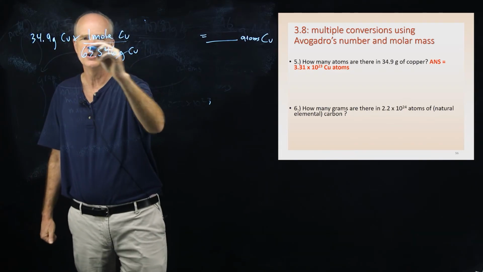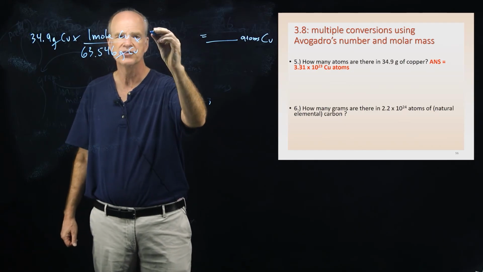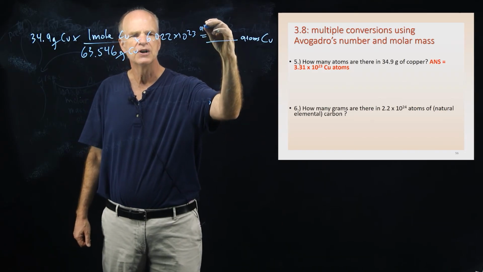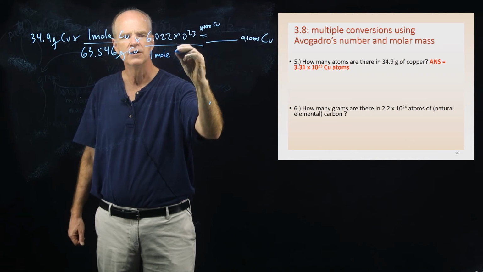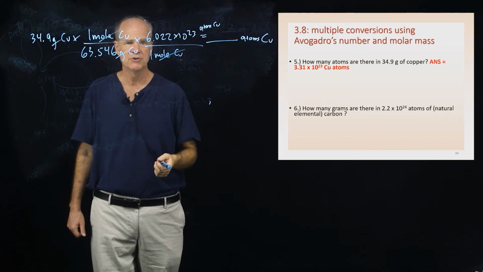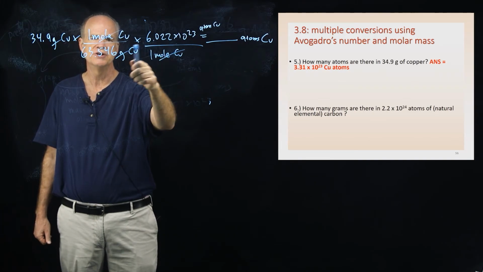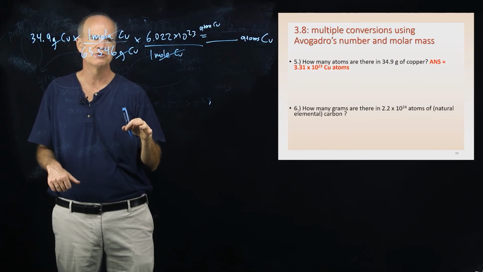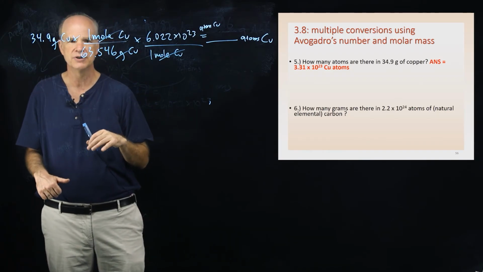Now we have an answer here in moles of copper, and so now we want to convert this into atoms of copper. So we use Avogadro's number, 6.022 times 10 to the 23 atoms of copper over 1 mole of copper. And so moles of copper cancel out, and so now you should have an answer in atoms of copper. So what is the math? The math is 34.9 times 6.022 times 10 to the 23 divided by 63.546. If you do the math and you round to the correct significant figures, you should get the answer that you see, which is 3.31 times 10 to the 23 copper atoms.